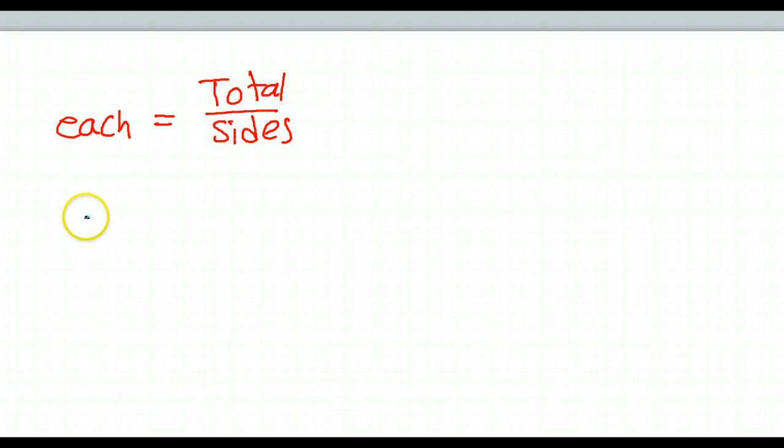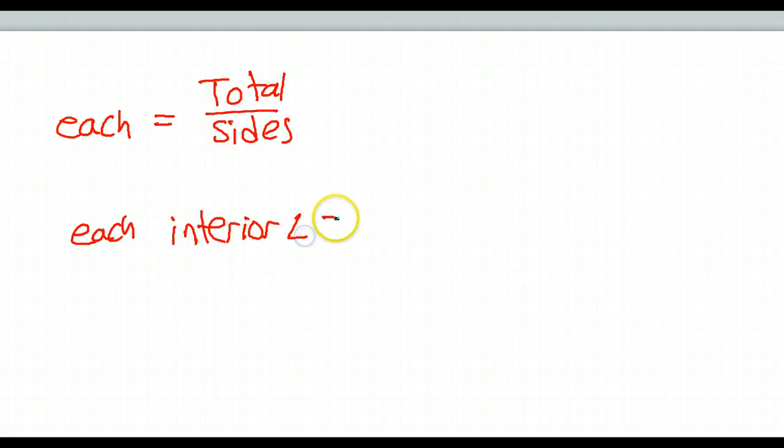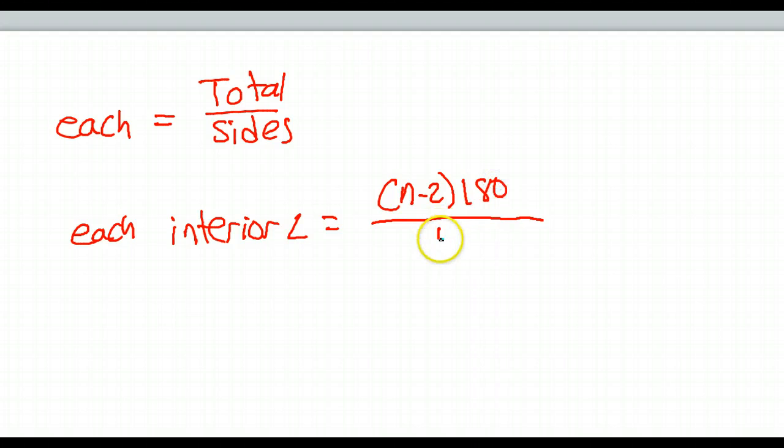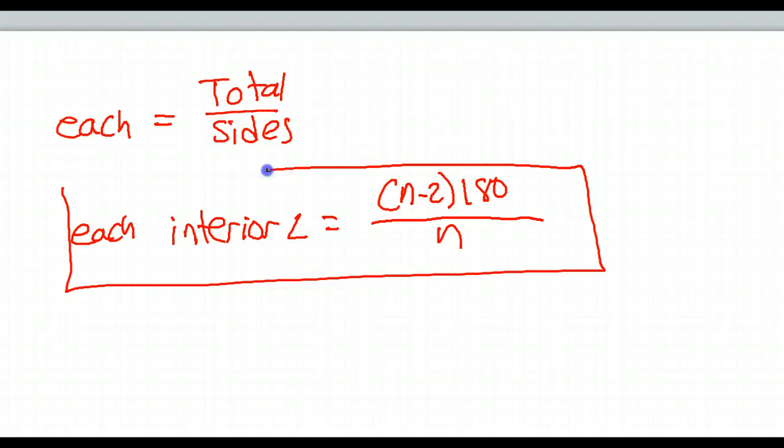Alright, if I'm talking about each interior angle, that's still going to be the total degrees divided by the number of sides, but that total could be found by doing n minus 2 times 180. Of course, the number of sides is n. So this is what we could use for this problem: n minus 2 times 180 divided by n.